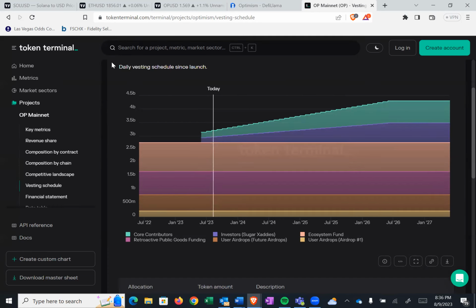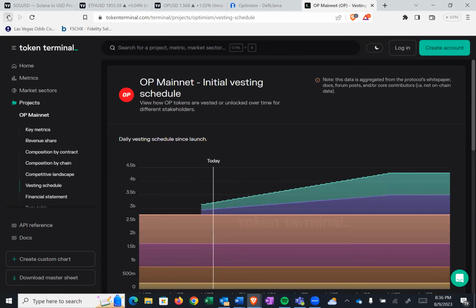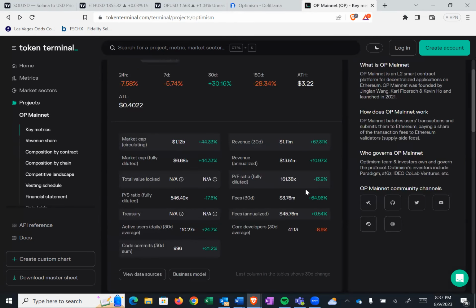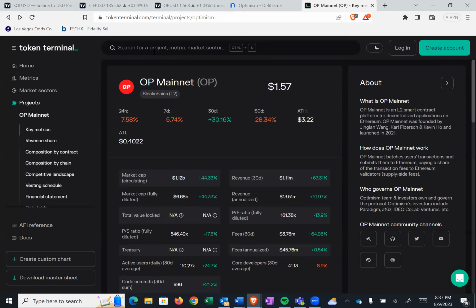But the whole point is that you're basically investing in the user growth, and that's really the main thing. The revenue growth. Okay, there is revenue on this chain. This is not a joke. If you look at the market cap, fully diluted 6.8 billion, and revenue 13 million, revenue 30 days 1 million. Revenue is massively up. Again, users are up. Price to sales ratio is pretty good for a blockchain.